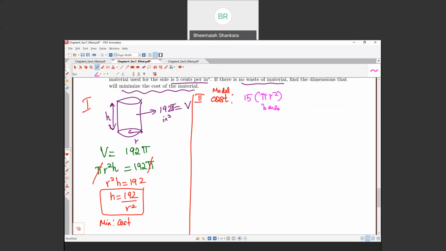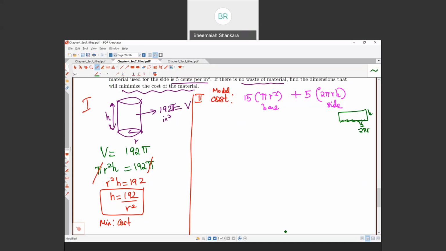And now you want to calculate the cost for the sides of the material. The cost is 5 cents times the area of the side of the material. The area will be 2 pi rh. This is the side of the material of the circular cylinder. You might want to consider this as a flat sheet. If you open up the circular cylinder as a flat sheet, you understand that the length will be the circumference, so you're going to write it as 2 pi r, and you also have the height, which is h. So the cost in cents will be all this.